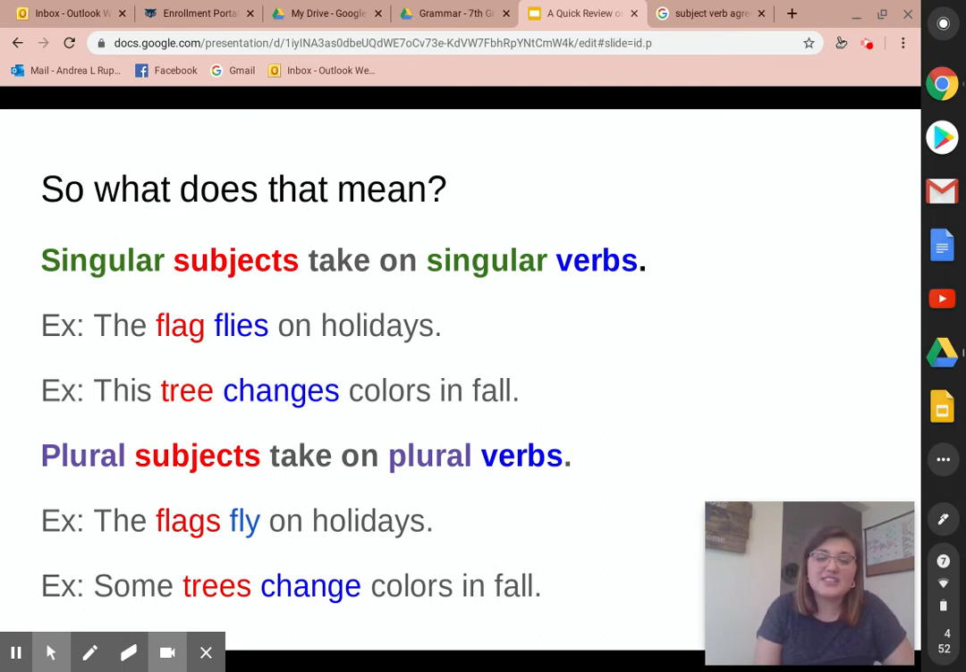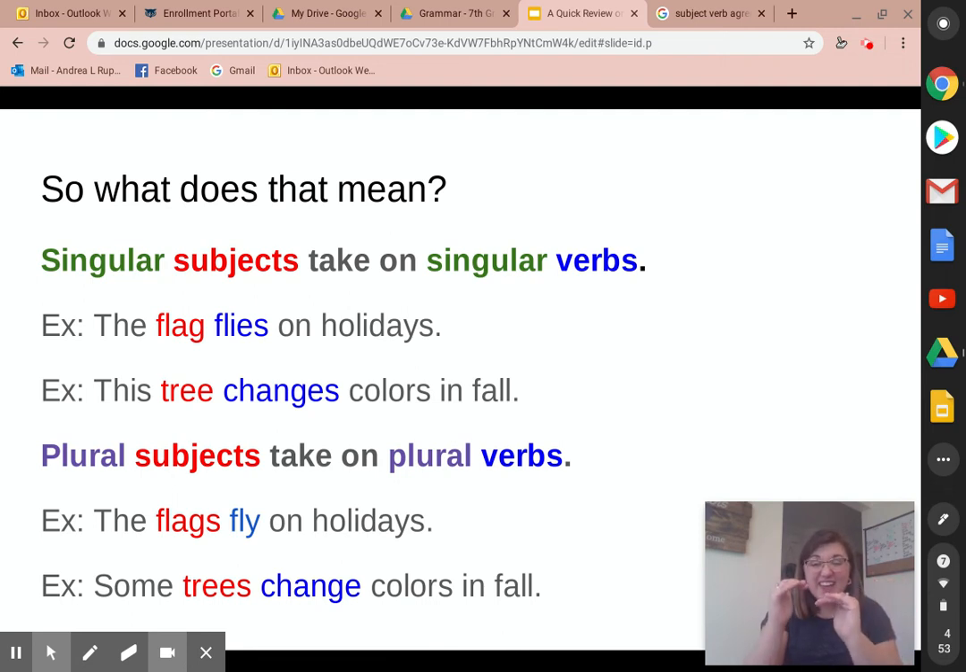So plural subjects take on plural verbs. Same idea, just plural. So the flags fly on holidays. Flag still remains our subject, and fly is our verb. Notice now that flies turns into fly. And then our second example, some trees change color in fall. Now our trees are plural. It's not just one tree, but many trees. And changes turns to change, so then it can match the plural subject to the plural verb.